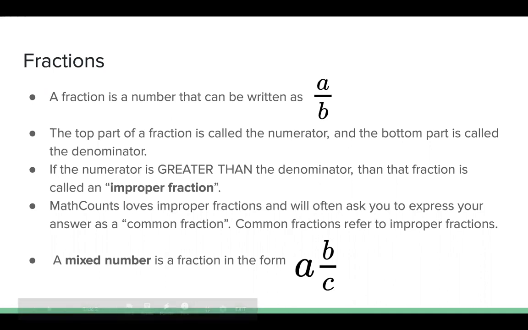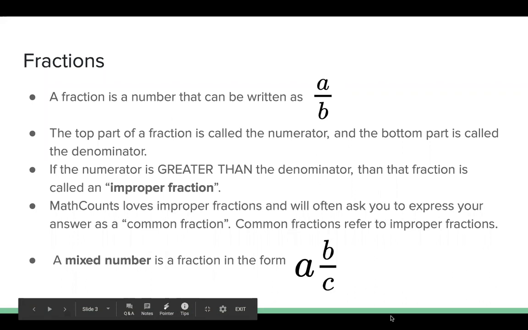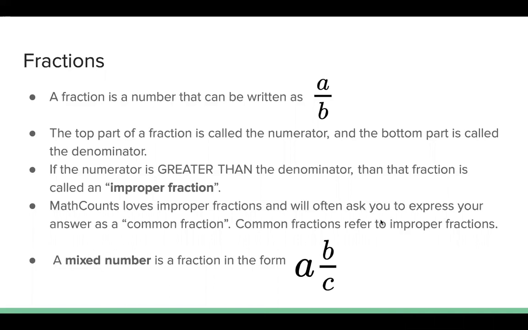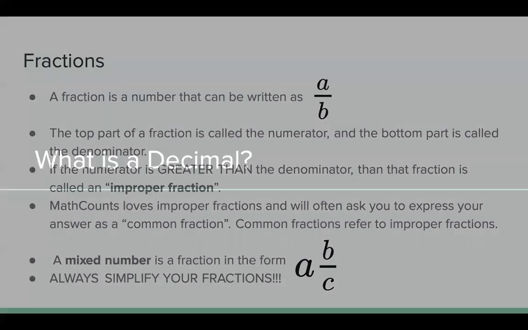So does anyone know how to convert 3 1/2 to an improper fraction? Yes. You would do the denominator times the 3, and that equals 6, and then you add 6 to the 1, which is 7. All right, excellent. That's exactly what you do. And remember, always simplify your fractions. Never leave anything as 2/4. You have to simplify that to 1/2 by dividing both the numerator and denominator by 2.